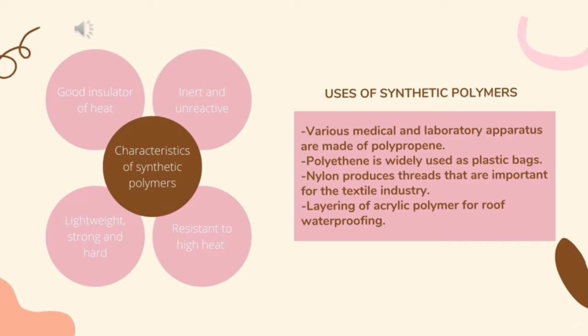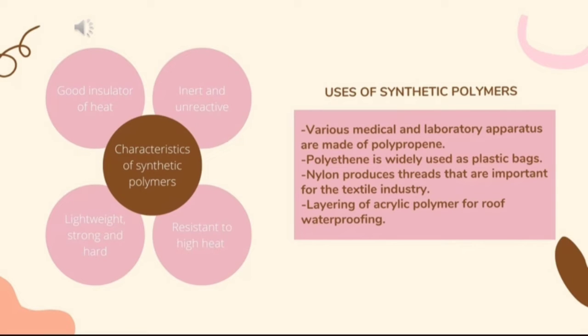Various medical and laboratory apparatus are made of polypropylene. Polyethylene is widely used as plastic bags. Nylon produces threads that are important for the textile industry, and lastly, layering of acrylic polymer is used for roof waterproofing. So these four are examples of synthetic polymers: polypropylene, polyethylene, nylon, and acrylic polymer.